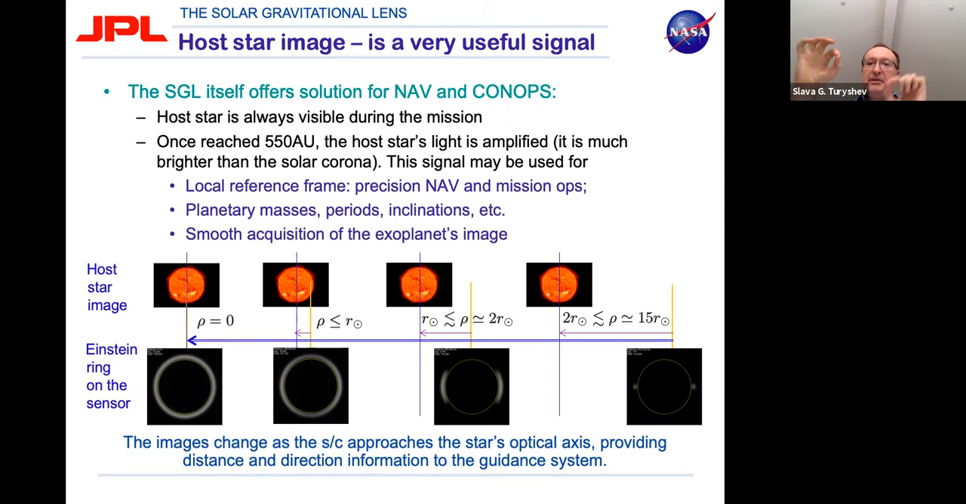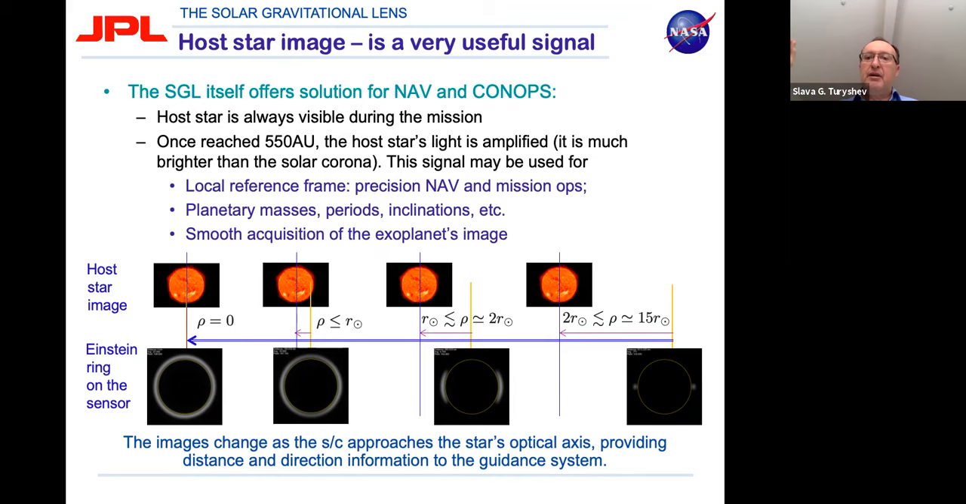So now we have two small spacecraft just around the amplified light of the host star. I have information on the distance to the optical axis, and I have information on where I am with respect to that optical axis. I can establish a local reference frame. The same can be used to establish a local reference frame of the exoplanet. Because we can track amplified light from the host star, which is brighter than the solar corona, we don't actually need a very elaborate coronagraph. Tracking the light from the host star will tell us exactly what the orbital parameters of the exoplanet are, and essentially not one exoplanet, but every exoplanet in the system. And when the time comes, when the exoplanet becomes visible, first of all, it will emerge from the noise of the solar corona, and because of the phasing of the orbit, when the exoplanet becomes visible, we know exactly where it will be.